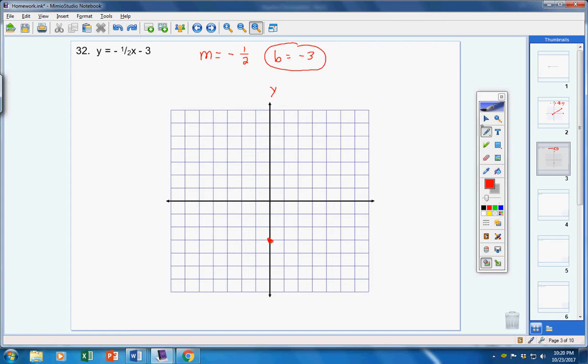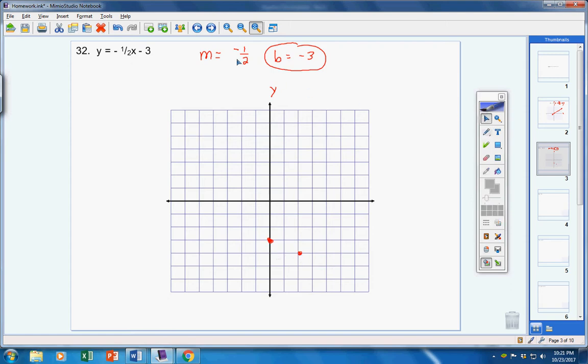So let's do this both ways. Let's first put the negative up top. So your rise is a negative 1. Go down 1. Your run is a positive 2. Go over 2. And there's your line.